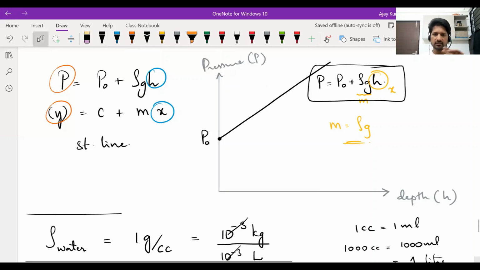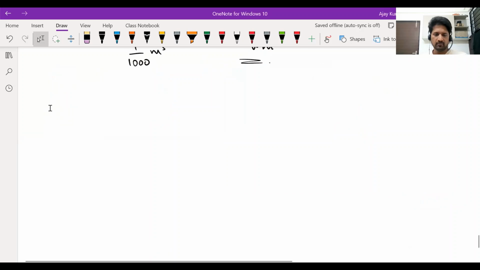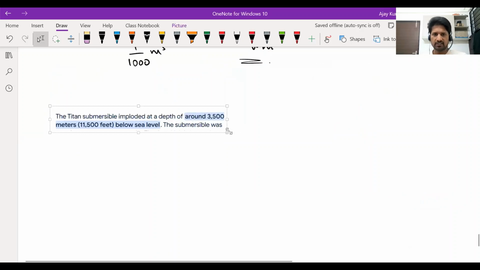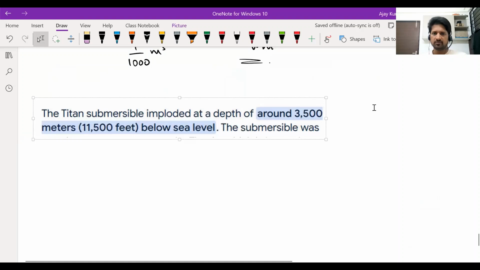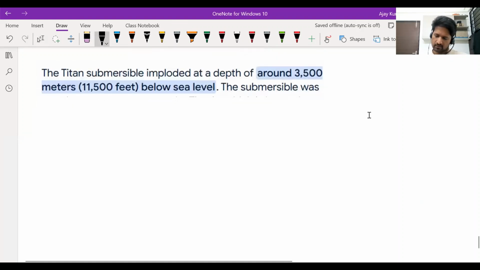Fine, at a depth. So just a moment, let me give you one question. Just 2-3 minutes, we'll close this session. Okay, I just checked for the depth at which that submersible pod Titan imploded, and they have given that it imploded at a depth of around 3,500 meters below sea level. Okay, so from the free surface of sea water, at a depth of 3,500 meters, it imploded. Means the pressure became unbearable for that submersible. Okay. Let's consider 3000 meters just for convenience.